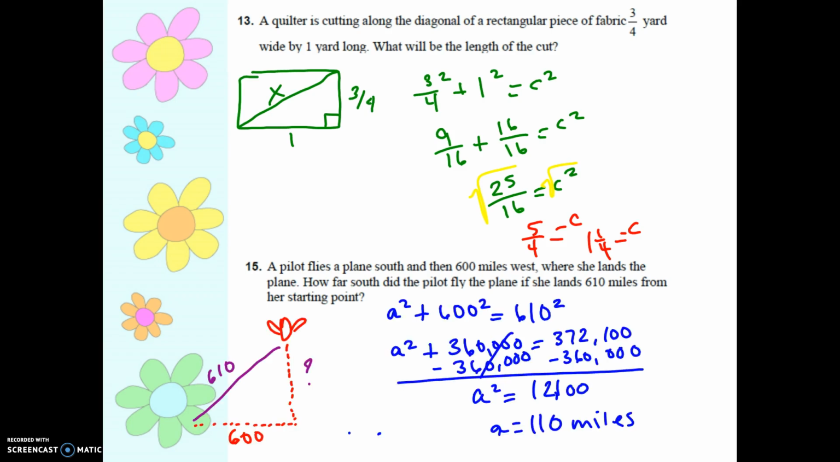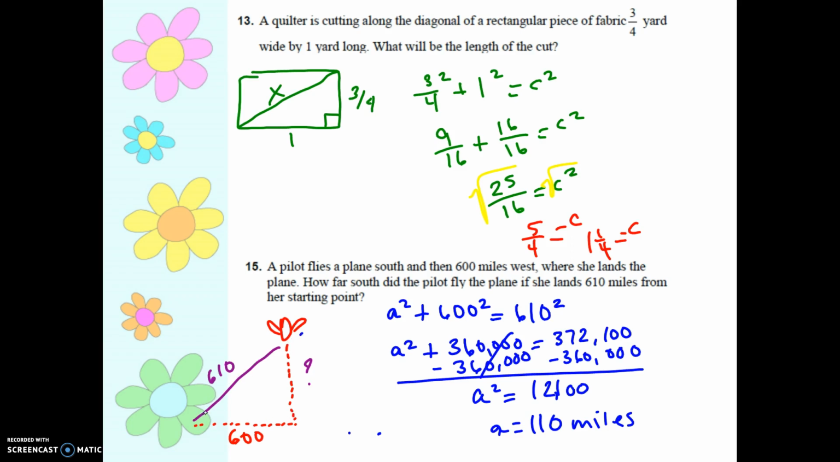Okay, so in this one we draw a little diagram. It says a pilot flies south and then 600 miles west. So you see this one is 600, but the south they didn't give us. Where she lands the plane. How far south did she fly? So you're looking for this one. If the plane she lands is 610 miles from her starting point. So from here to here is 610 miles.